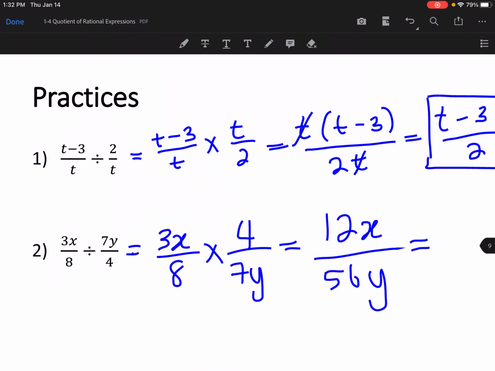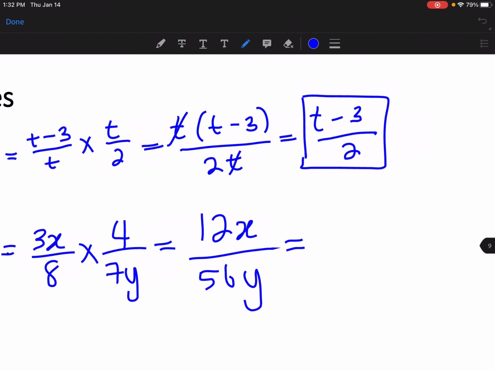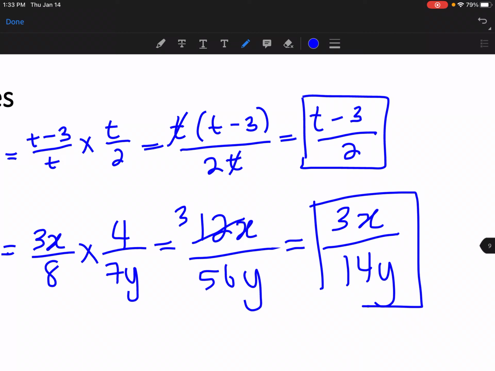Now, can I reduce this any further? As you can see, they're both even numbers, so I can divide by 2, but I can also divide both of them by 4, sorry. If I divide 12 by 4, I get 3, so 3x. And then 56 divided by 4 is, let me check that real quick. I did that earlier. 56 divided by 4 is 14. So 3x over 14y is my answer.